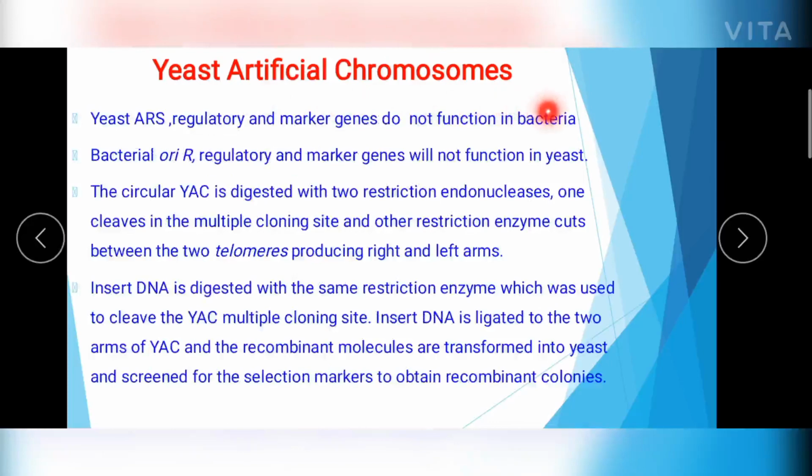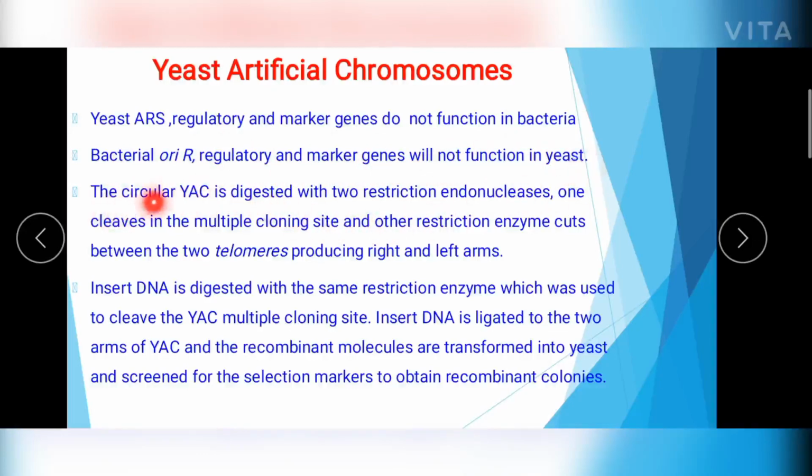These particular yeast artificial chromosomes have the autonomous replication site, regulatory and marker genes. They function only in yeast, but they don't show any response in bacteria. Whereas the bacterial gene segments, that is the bacterial origin of replication, bacterial regulatory genes and marker genes, will not function in the yeast cell.